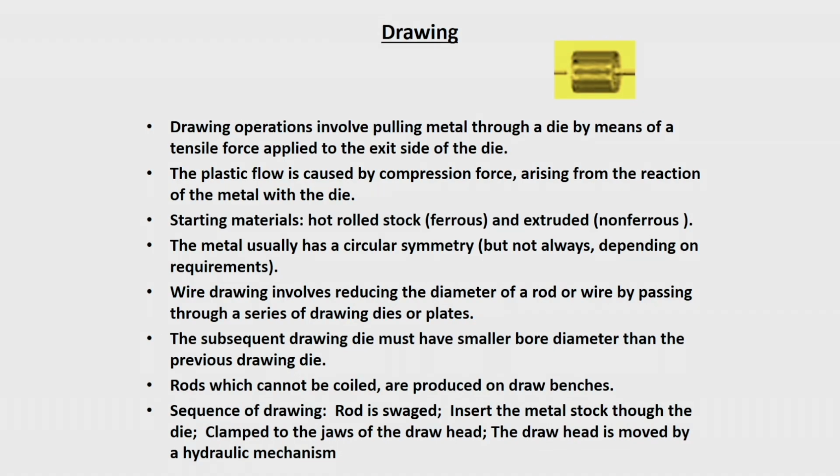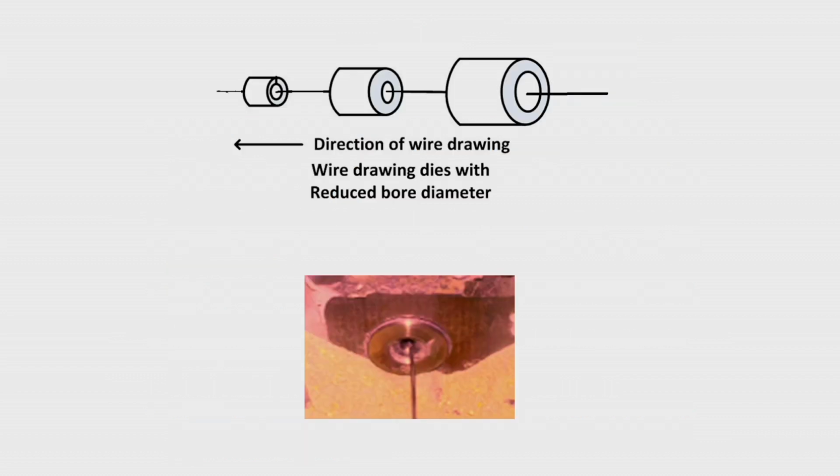If it is a larger size, it will have holding jaws, and then it will be pulled, and the draw head is moved by a hydraulic mechanism. You may have a number of dies: one station is here, a second station there, a third station here. Once it enters the first die, it comes out with a higher velocity, enters a second die, and comes out from the second die, and your pulling takes place.